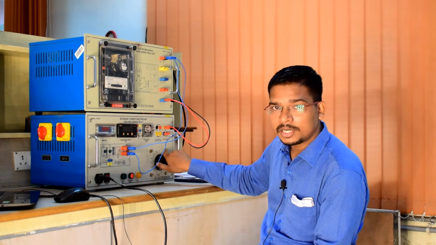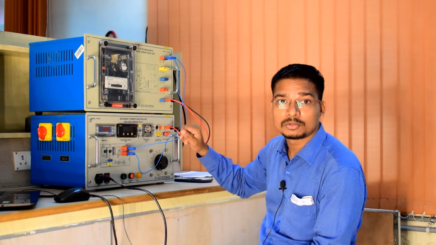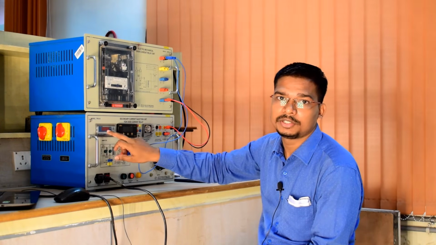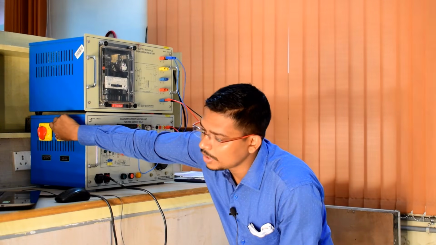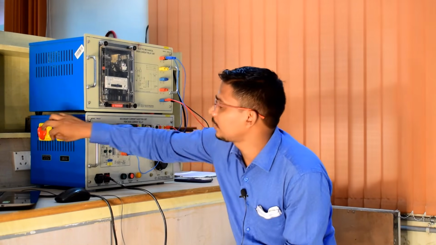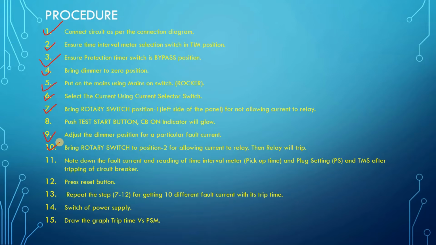Right after that we will adjust this for a particular value of fault current, and we will note down the fault current from the ammeter reading here. Then bring the rotary switch position to 2. There the other switch position is 2. We have to make it 2 so that the current will suddenly go into the relay and the relay will give the trip signal.